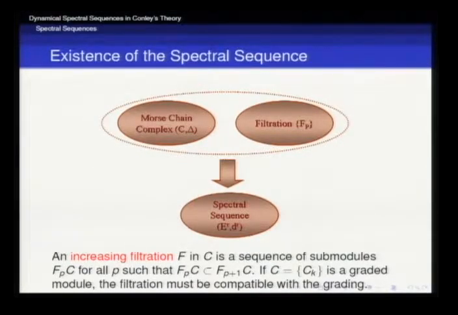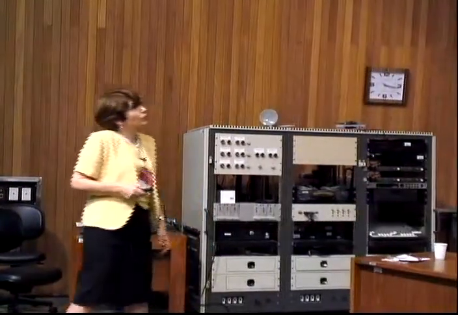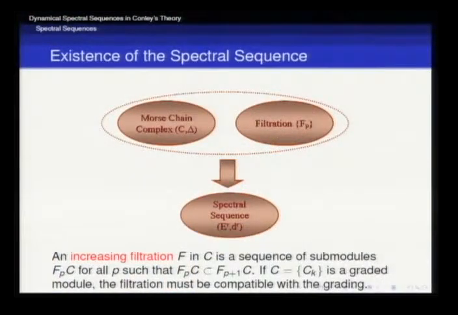Okay, so let's go back to our context. We have this Morse chain complex. We're going to introduce an increasing filtration, because we want to compute a spectral sequence of a filtered chain complex. So we need this notion of filtration. An increasing filtration F_p C is just a sequence of submodules F_p C for all p, such that F_p C is contained in F_{p+1} C. If C_k is a graded module, the filtration is always compatible with the grading.